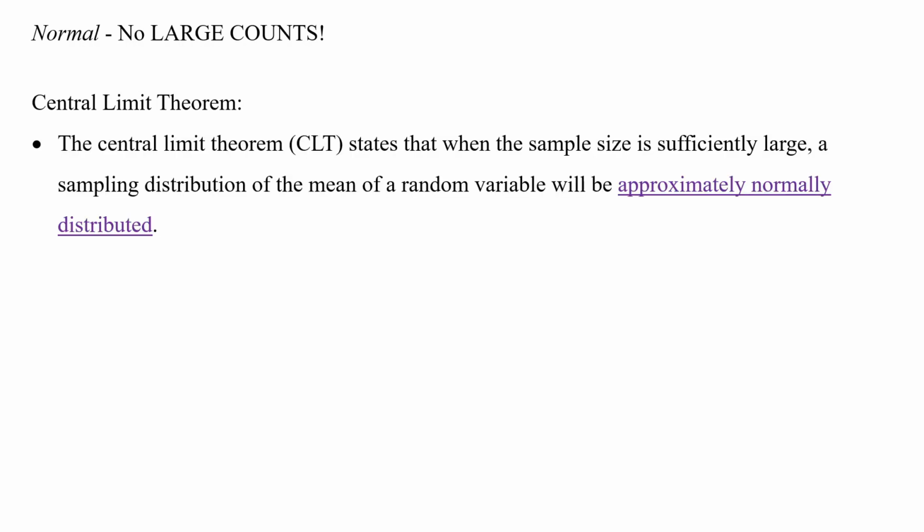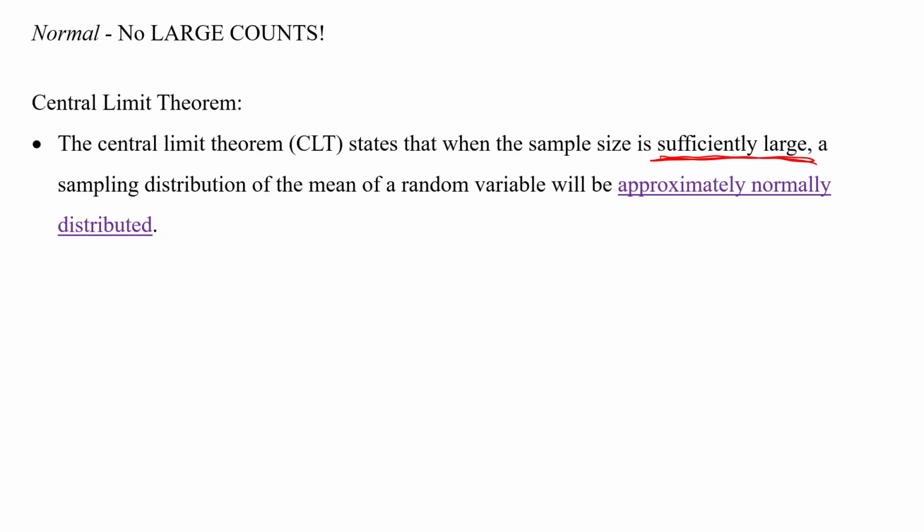It states, we also call it the CLT if you see in there in parentheses, but it states that when a sample size is sufficiently large, okay, so we'll define what that means in a moment, a sampling distribution of the mean of a random variable will be approximately normally distributed.